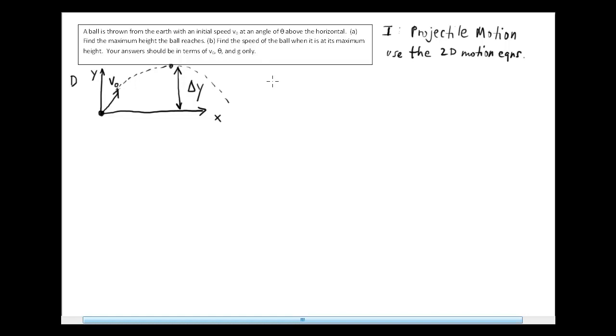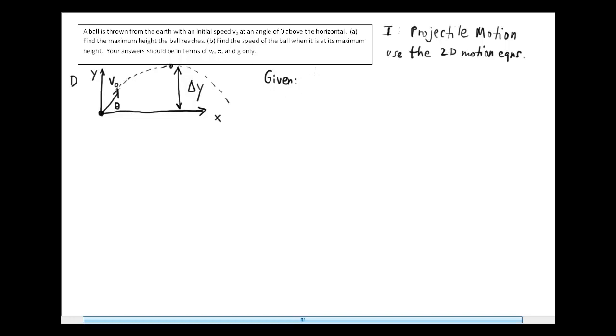Now, in order to decide which of the 2D motion equations I can use, I'm going to go through the trouble to write down what's given in this problem, and then that will usually give us a clue to what kind of equation we should use. I've also forgotten to label the angle theta. When it says that the ball is thrown at an angle theta above the horizontal, it means that you would start with the horizontal in the positive x direction and rotate upwards an angle theta, and that would give you the initial trajectory, like this.